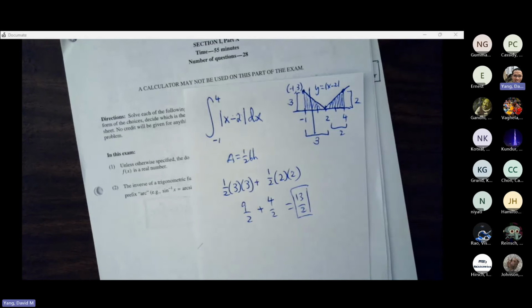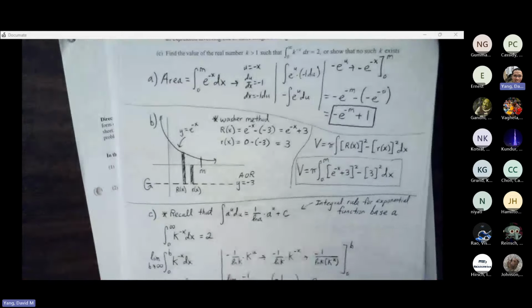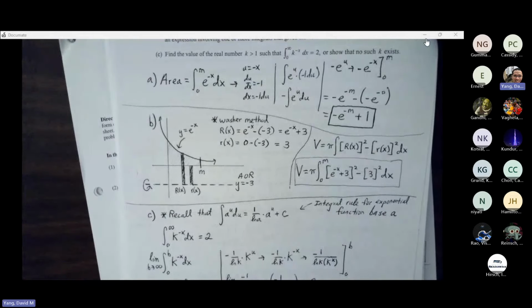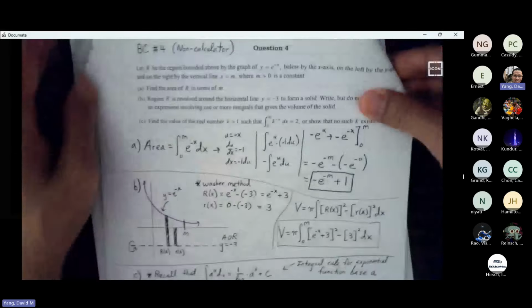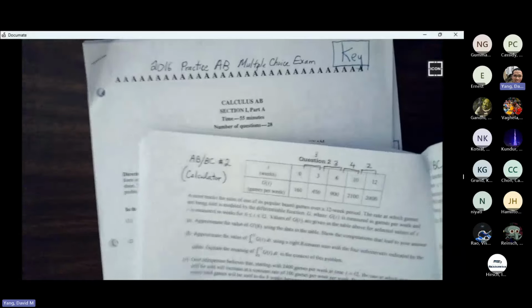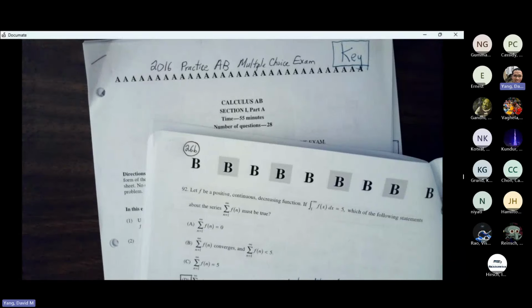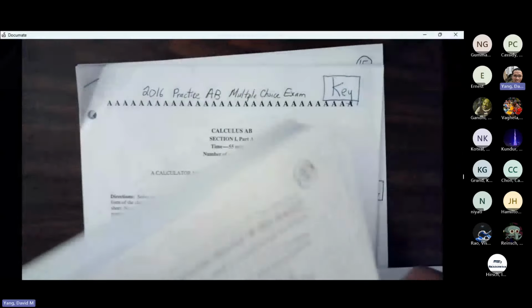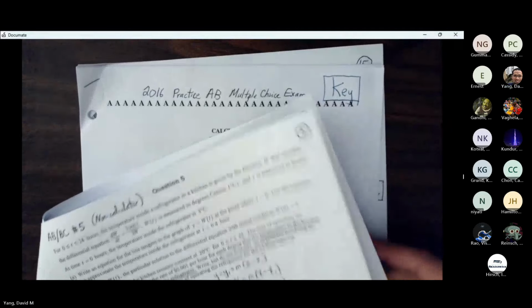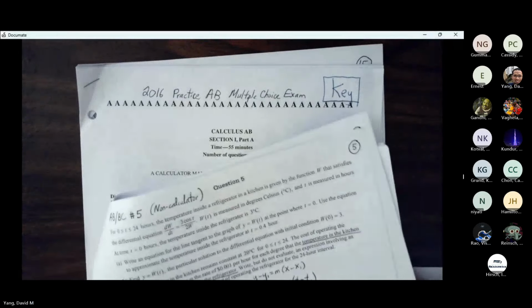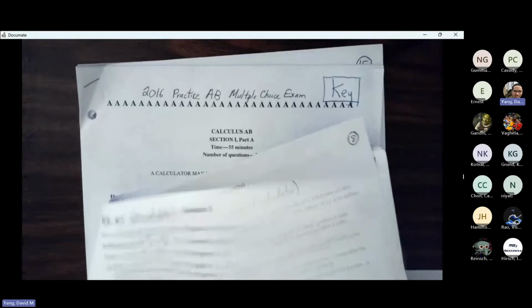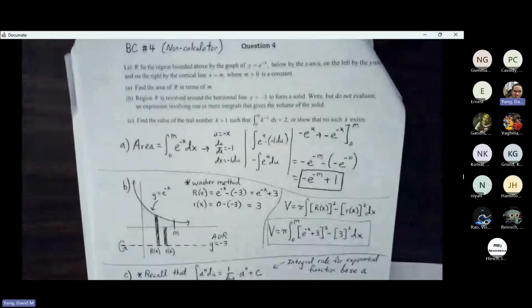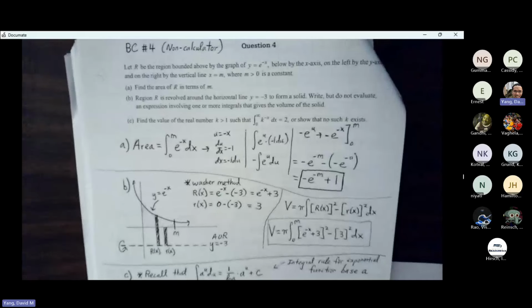Okay, I'll start with FRQs. I'm going to skip BC1. I think that's pretty straightforward. Yeah, that's just entry in the calculator. Yeah, I'll go over BC4 and BC6, and we can go to multiple choice.